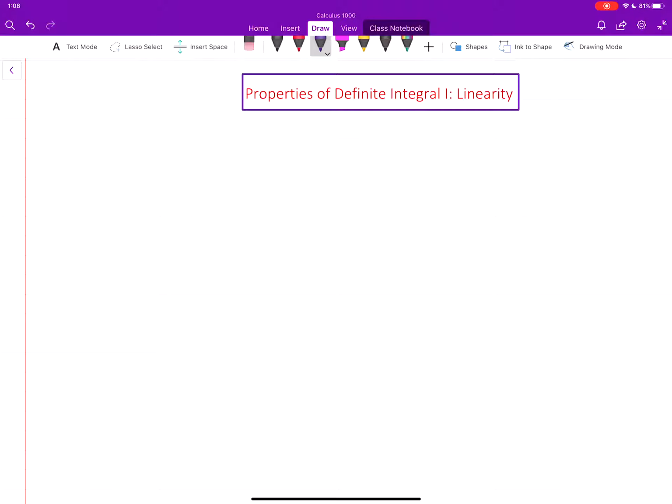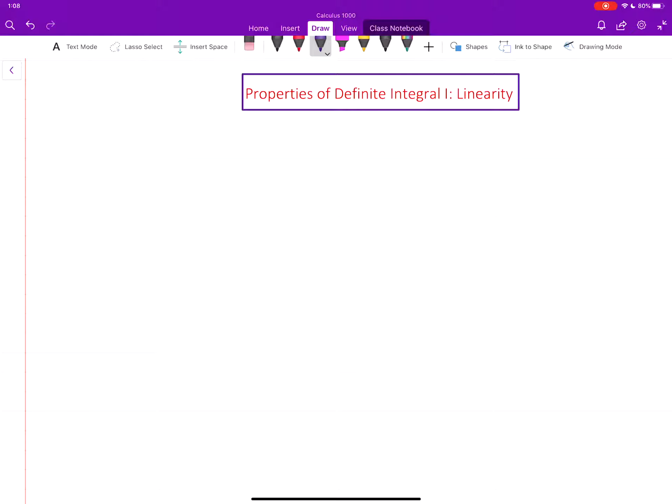Hi, in this video I'll teach you some properties of the definite integral, and the focus will be on linearity. These are how the integral works with the integrand: sum, constant multiple, and difference.